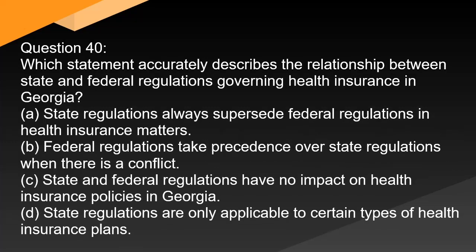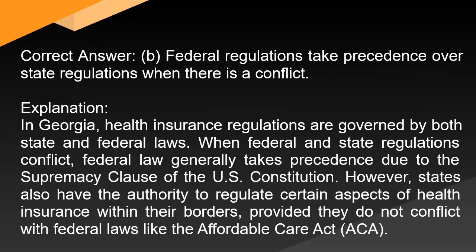Question 40. Which statement accurately describes the relationship between state and federal regulations governing health insurance in Georgia? Correct answer. B. Federal regulations take precedence over state regulations when there is a conflict. Explanation. In Georgia, health insurance regulations are governed by both state and federal laws. When federal and state regulations conflict, federal law generally takes precedence due to the supremacy clause of the U.S. Constitution. However, states also have the authority to regulate certain aspects of health insurance within their borders, provided they do not conflict with federal laws like the Affordable Care Act, ACA.